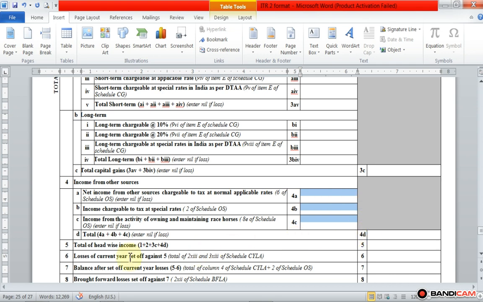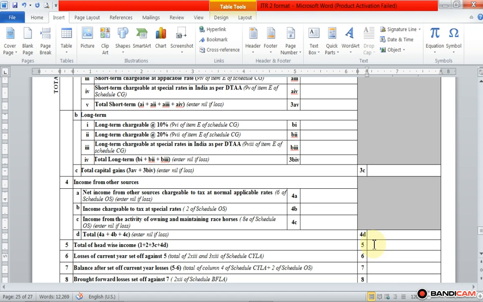Then the fifth point is total of head-wise income, that is 1 plus 2 plus 3C plus 4D. So here we compute 4 heads, that is income from salary, income from house property, income from capital gain, and income from other sources. We make the total of these 4 heads and put the figures in front of column number 5.